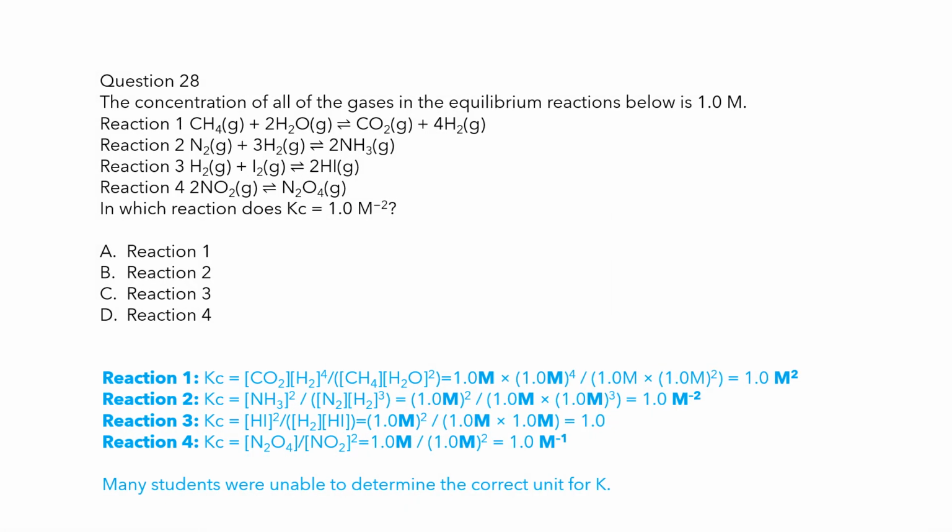Calculate the equilibrium constant of the reaction one by one. To get the correct unit of the equilibrium constant, please substitute the unit of concentration into the formula. All values are 1, but only the unit of reaction 2 conforms to the negative quadratic M. The key point of the question is the unit of the equilibrium constant.